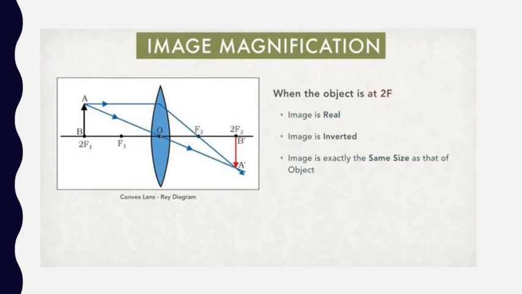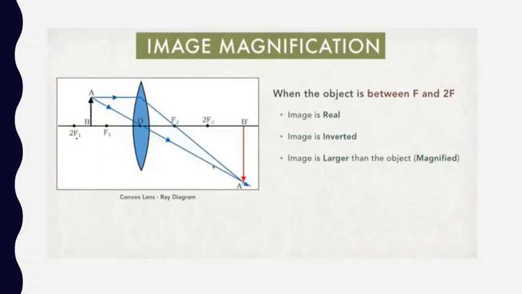Now we will keep the specimen at 2F, that is, we are trying to make the specimen closer to the lens. Again, when the object is kept at 2F1, the same rules apply and your image is formed at 2F2. Still it is real, inverted, and the same size. In the first diagram the size was smaller; in the second one we have the same size as that of the object.